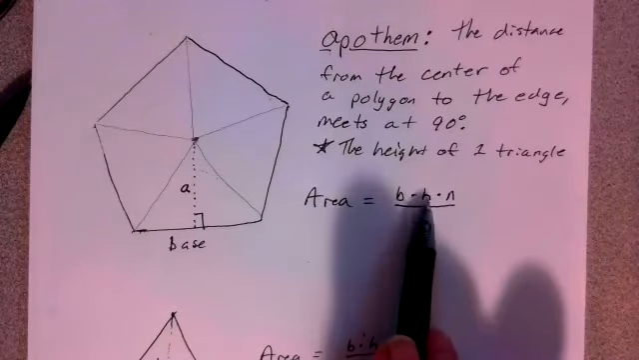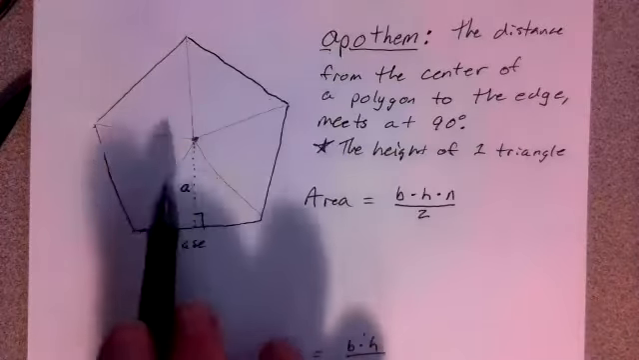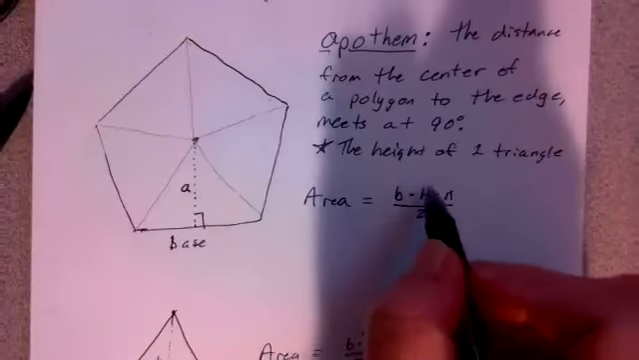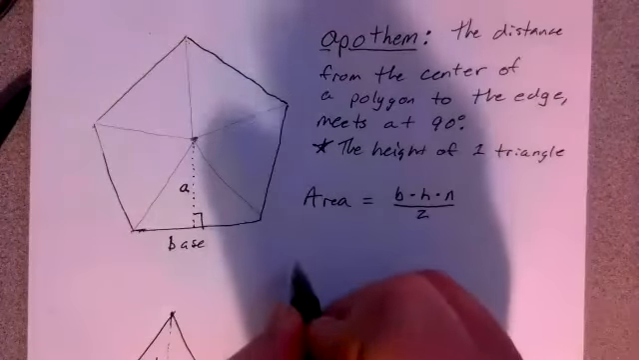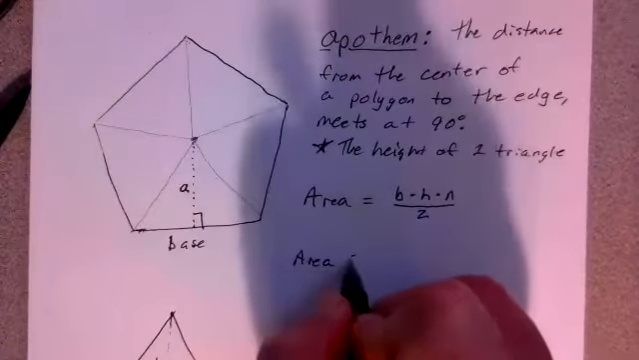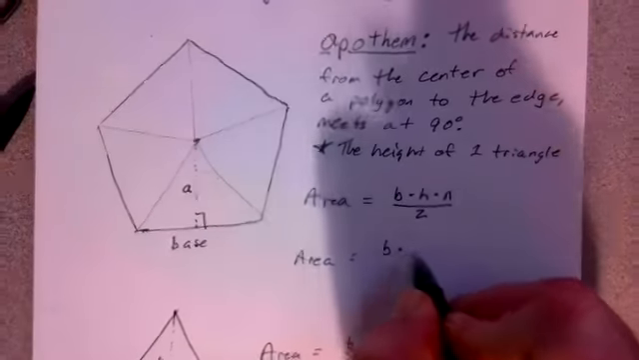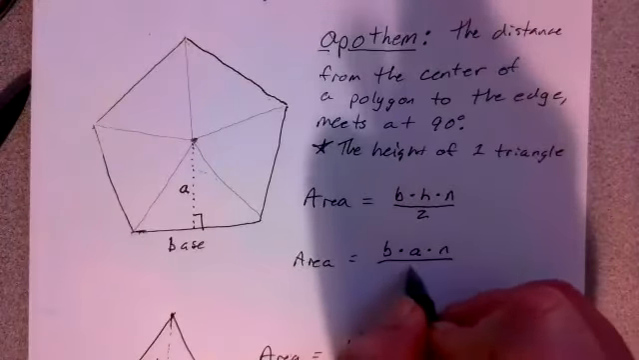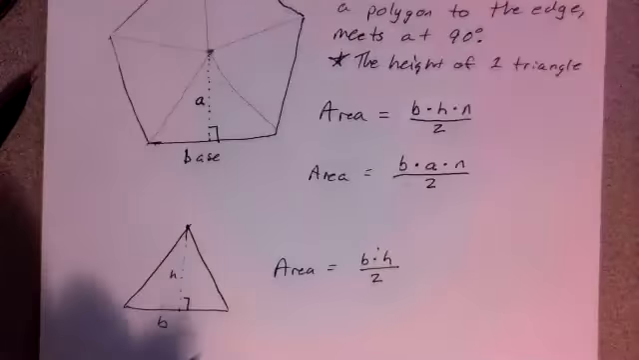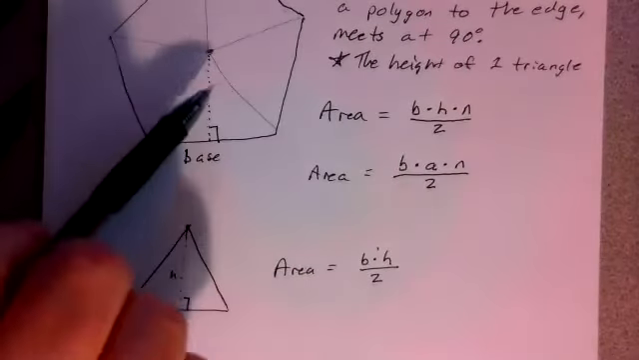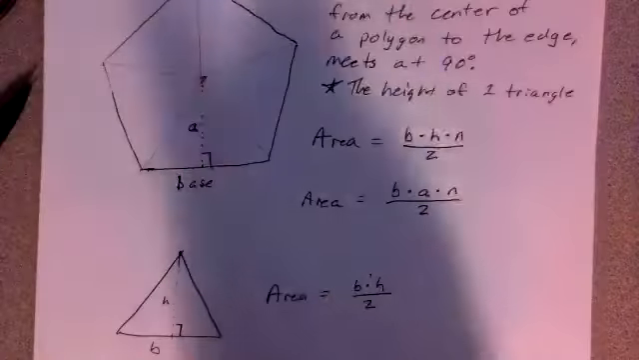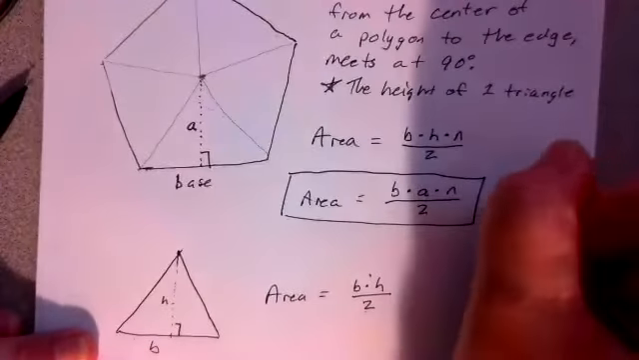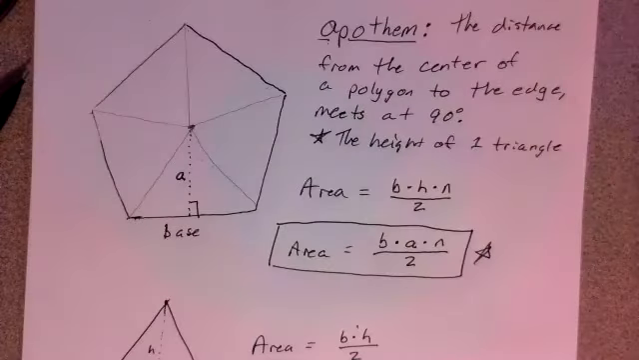And then we can't use height though, right? Because for a polygon, we don't know the height of a polygon. So what we're going to do is replace that height, and say area is the base times apothem times number of sides divided by 2, right? Because the height of one triangle is really technically called the apothem. So this is all we really need to know. Now, how are we going to use that?